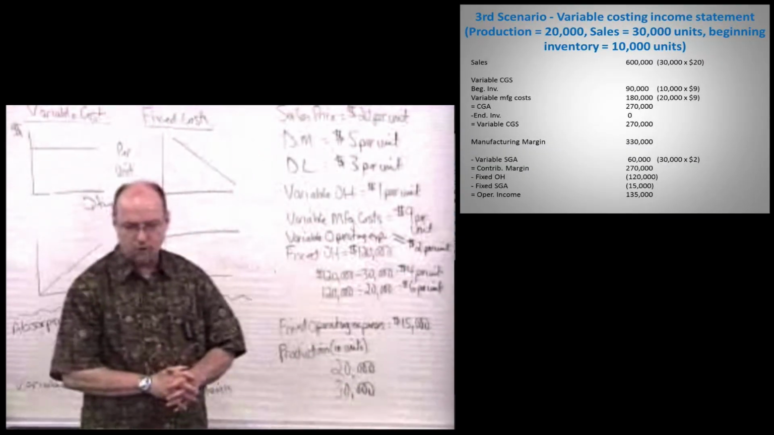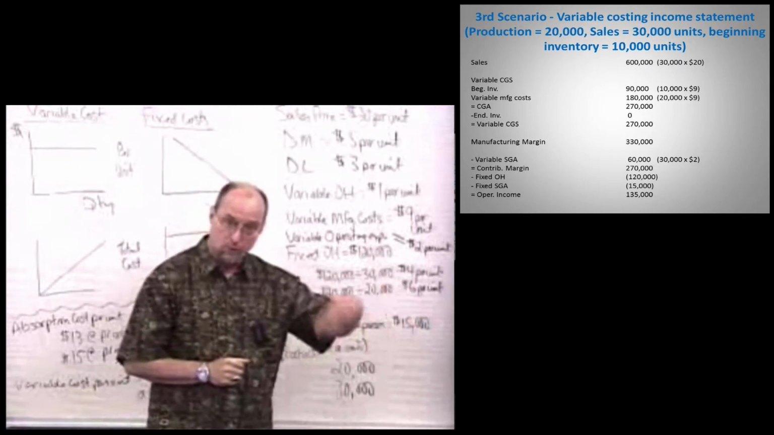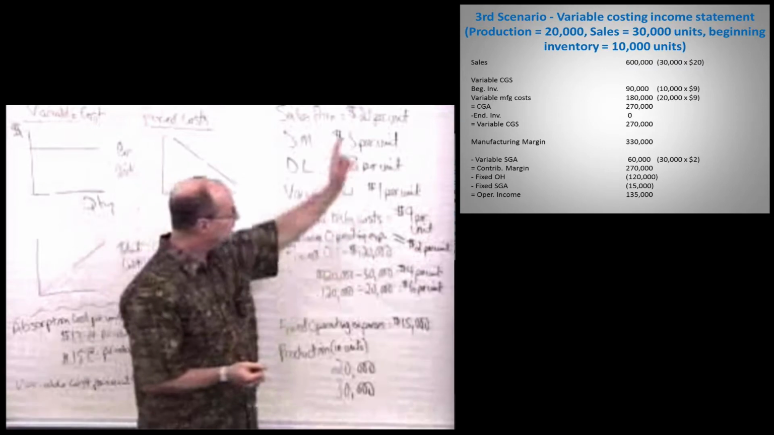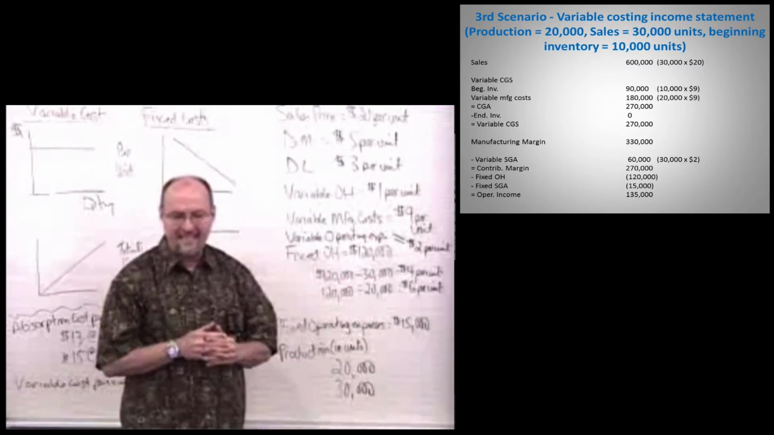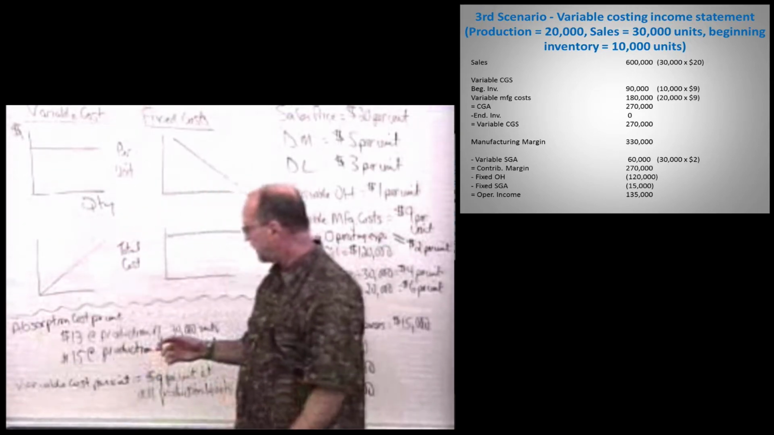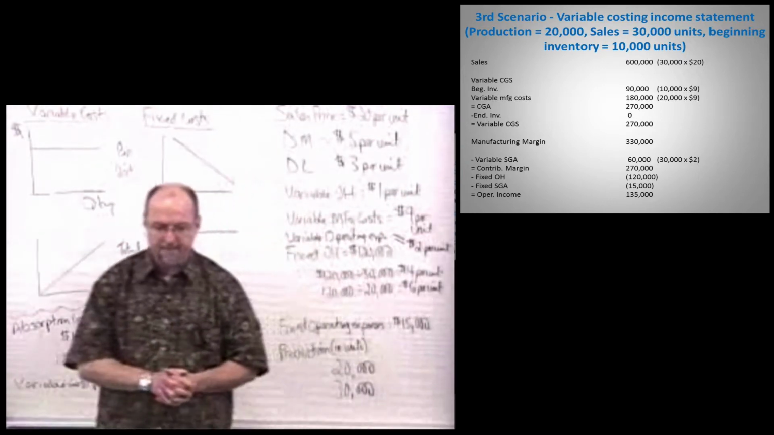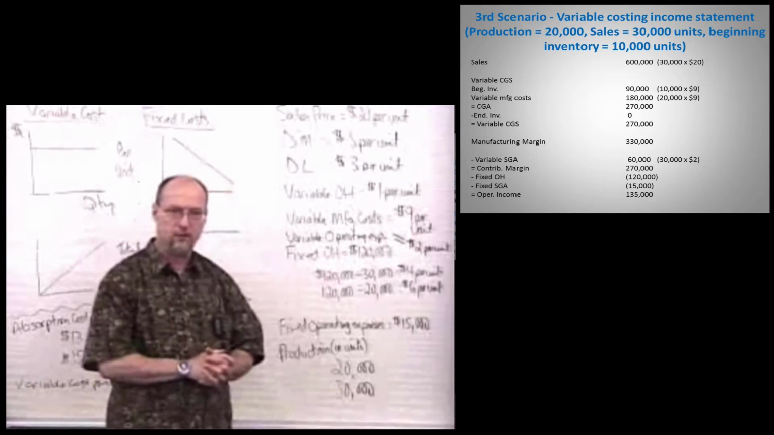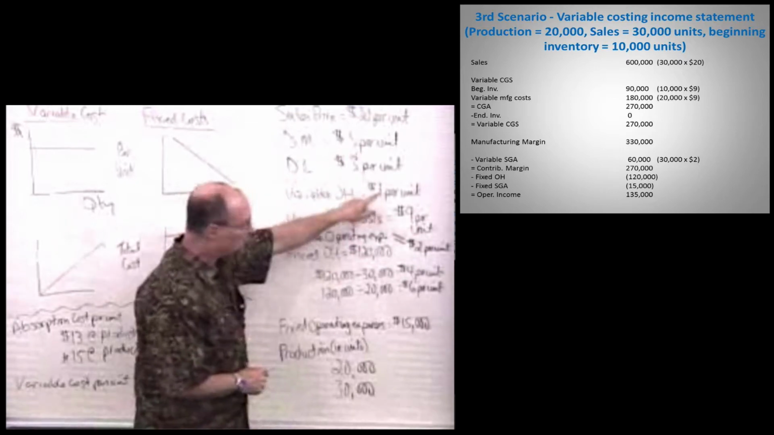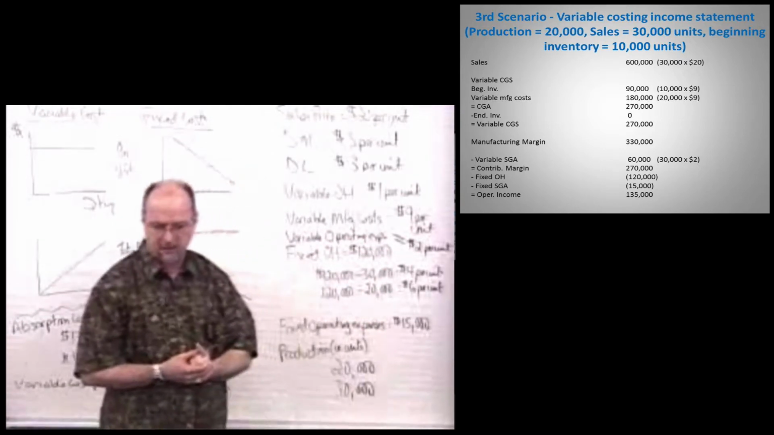Okay, we produced 20,000 units. We sold 30,000 units, which means we had 10,000 units in beginning inventory, which were also sold. My revenue, 600,000. Again, 30,000 units sold times 20. My beginning inventory under variable costing, 10,000 units at a variable cost per unit of 9, right here, 90,000. Variable manufacturing, I manufactured 20,000 units times $9 per unit, my variable product cost, 5 plus 3 plus 1. Notice it's consistent each period. It doesn't fluctuate like it did under absorption costing.